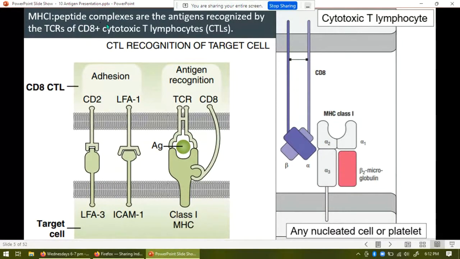So MHC1 peptide complexes are antigens recognized by cytotoxic T cells, CD8 positive T cells, right? You've seen these figures before. Here you have a cytotoxic T cell, and its T cell receptor is binding to a peptide antigen loaded into MHC1. CD8 binds to the outside of MHC1 to stabilize that connection. And this is how antigen recognition occurs in cytotoxic T cells. And then this figure shows you how the MHC1 binds to the CD8.